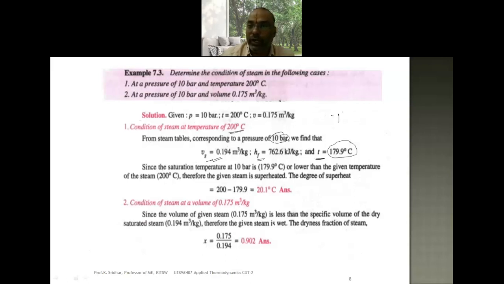So the given temperature value is greater than T saturated. So automatically the given condition of the steam is superheated steam. The superheated steam is given. So what is the degree of superheat? It is nothing but T superheated minus T saturated. T superheated is given as 200. T saturated from the steam tables we find as 178.9.